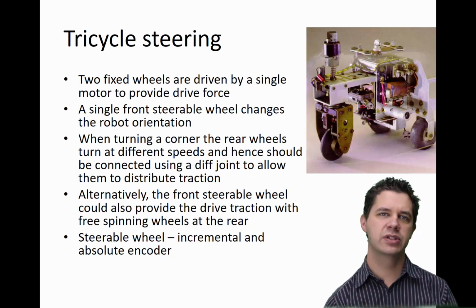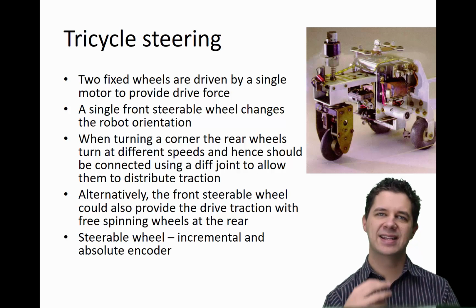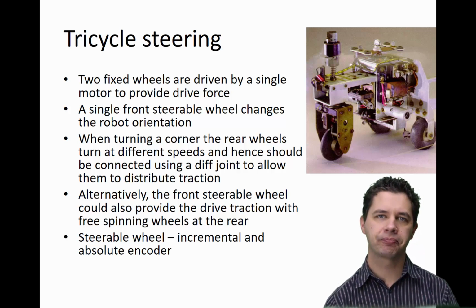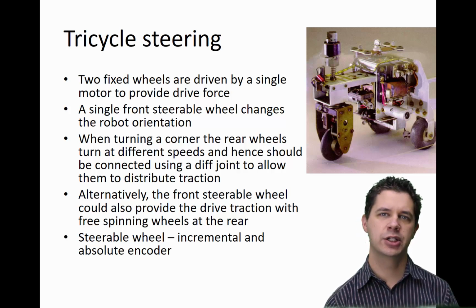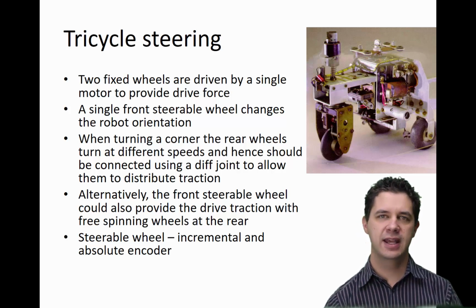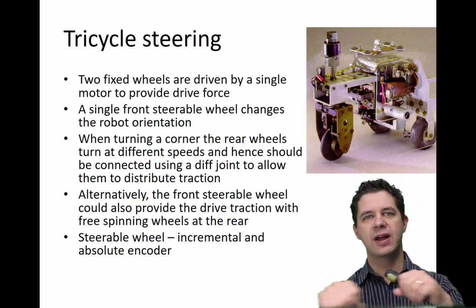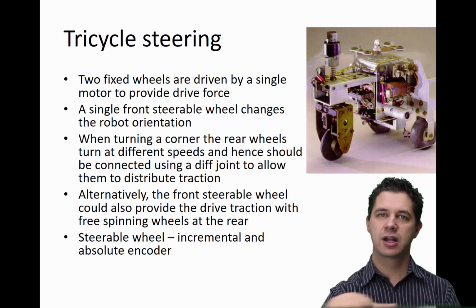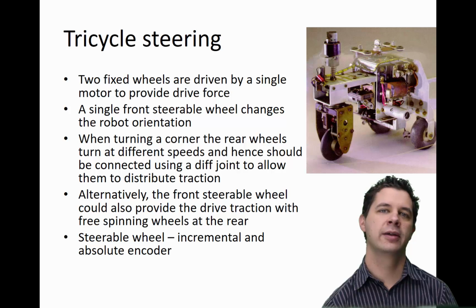Our next one's tricycle steering. And essentially we have two fixed wheels at the rear and a steerable wheel at the front. And that steerable wheel allows us to change the robot orientation. If you've seen kids' trikes, they essentially have a similar sort of thing. Kids can steer the front area and allow that to control where they want to go, and then they provide some force to get them going.